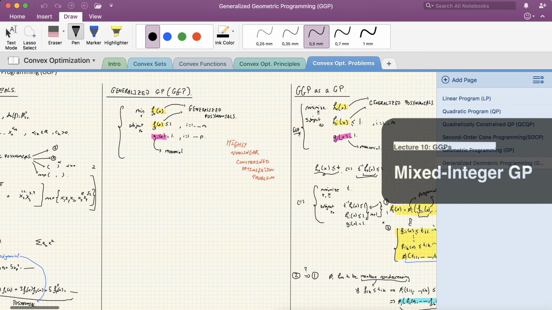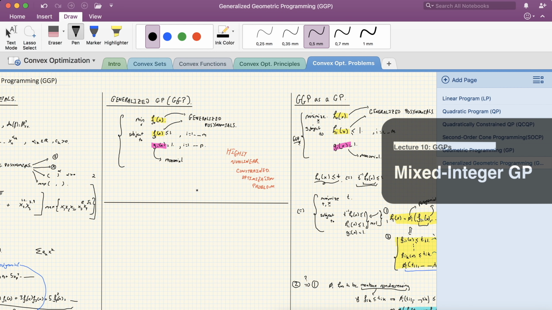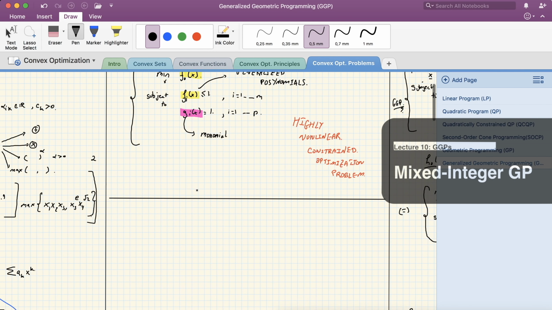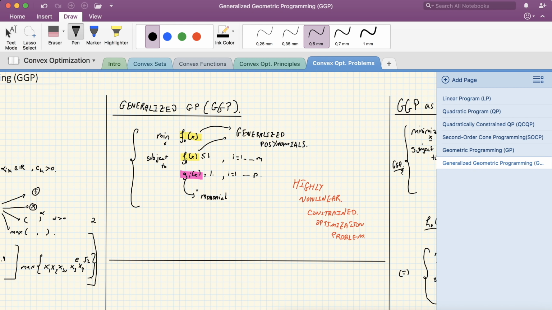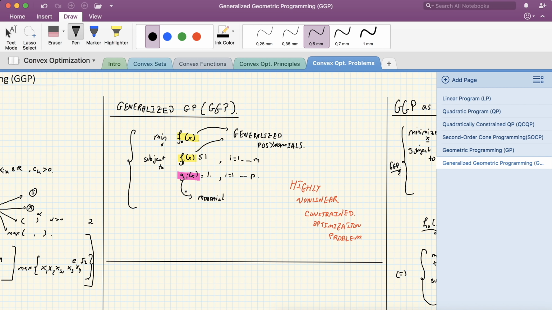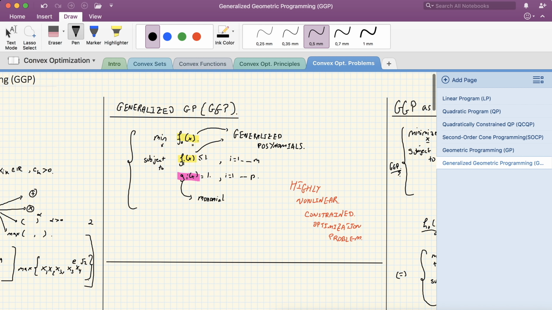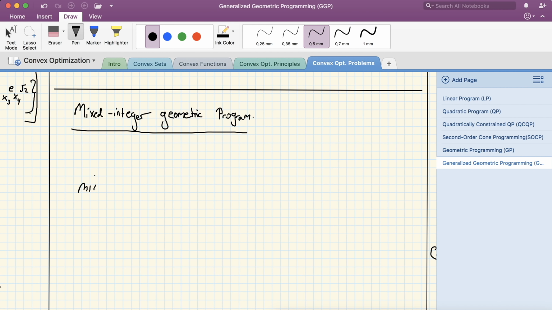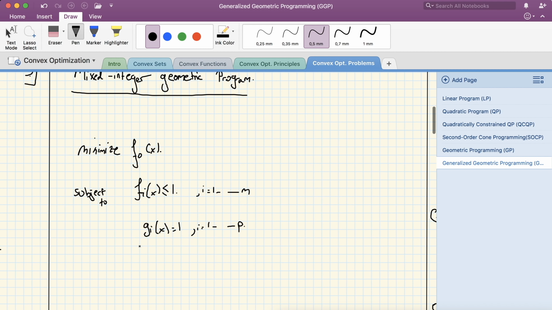Let's go back here to the problem formulation of a GGP. We can define a very similar type of problem called the mixed integer geometric program. So you can just add one more constraint right here that obligates that all your decision variables, x's, belong to a discrete set. So you'd want to minimize a generalized polynomial subject to generalized polynomials less than 1 and monomials equal to 1. Got m of those and p of those, right? But this time, all your xi's belong to discrete sets, Di's.